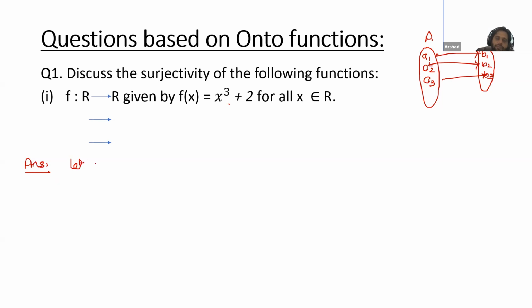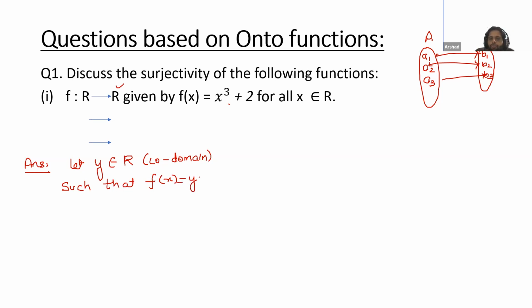Please check the steps carefully. Let y belong to R, the second set. What is this second set called? Codomain. Let y belong to the codomain such that f(x) is equal to y.